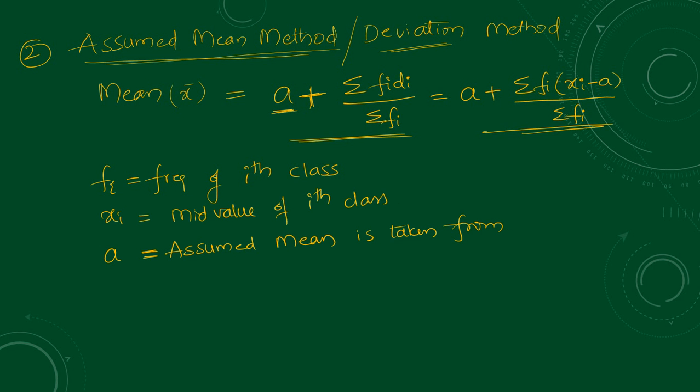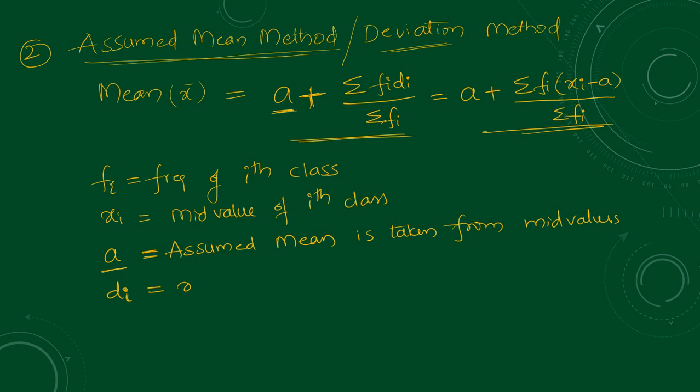So assumed mean is taken from mid values. Since you are going to get mid values, among those mid values, any one of the values you can choose as A. After choosing the value, directly you are going to find out the Di value.